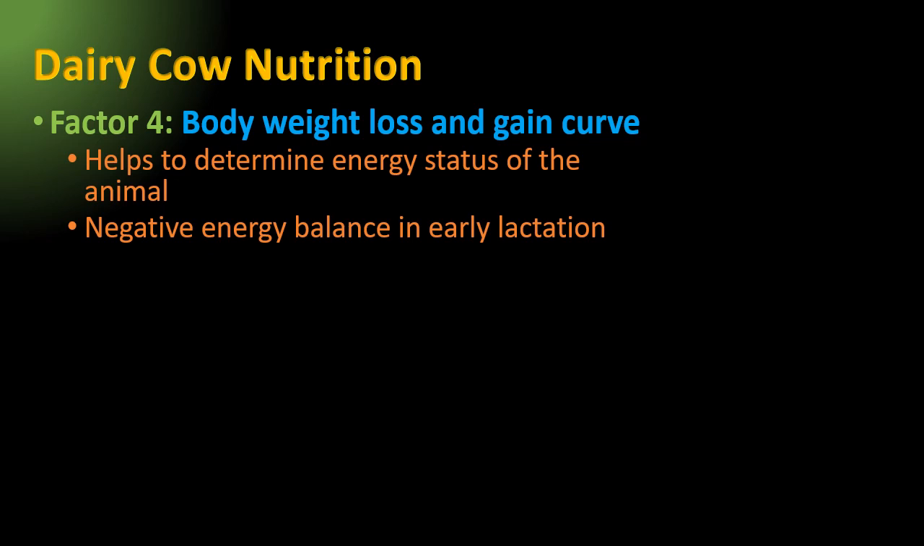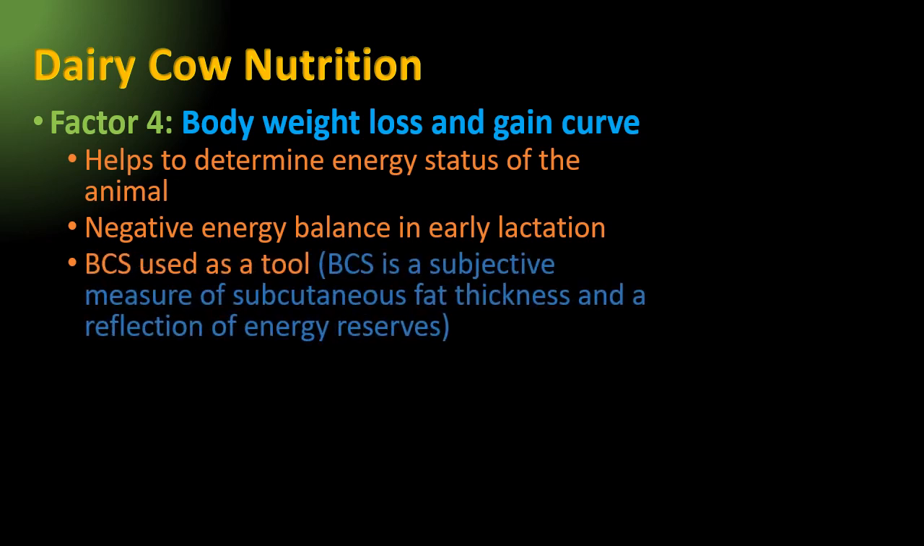That's why animals are in negative energy balance in early lactation. Body condition scoring can be used as a tool to determine the weight changes in the animal. Body condition score is a subjective measure of subcutaneous fat thickness and a reflection of the energy reserves of the animal. It can be used as a good tool in the field to monitor the weight changes.